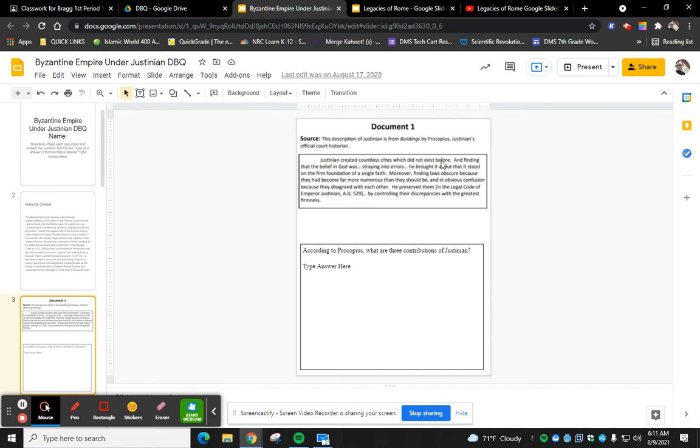Created countless cities. Boom, that's the first one. All right, the bringing back of Christianity, or he brought it about that it stood on the firm foundation of a single faith. So he made Christianity the main religion. All right, he's preserving laws and controlling them. Boom, right here in the last sentence.